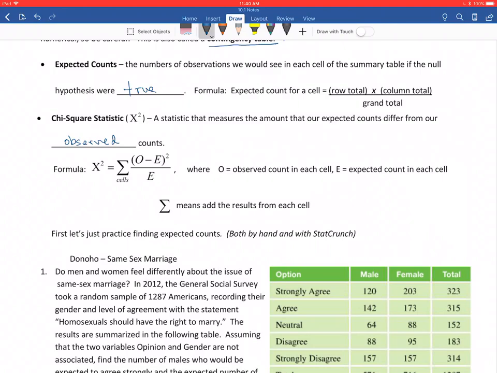It's actually one of the easier statistics to find. It looks very complicated, but all it says really is that we're going to take the observed value minus the expected value, square that, divide by the expected value, and do this over and over again and add them up. This is sum. Add that up.